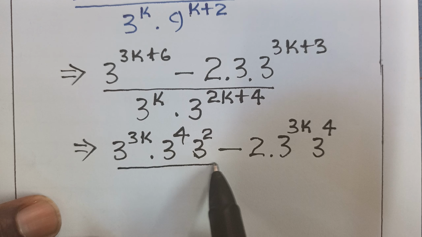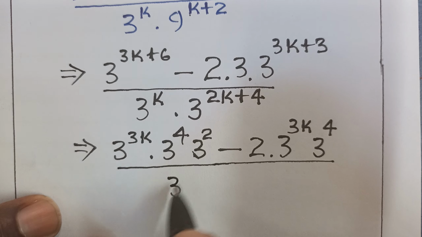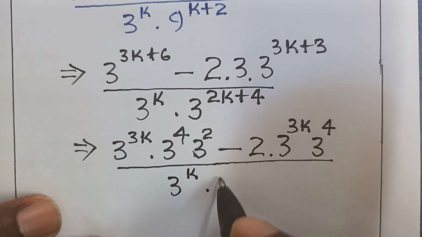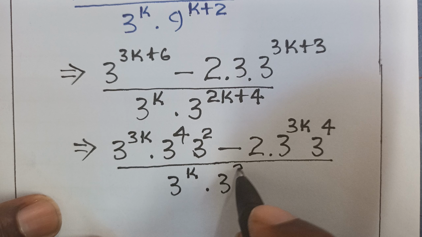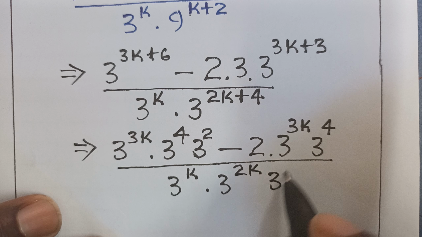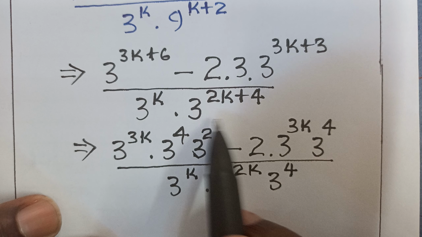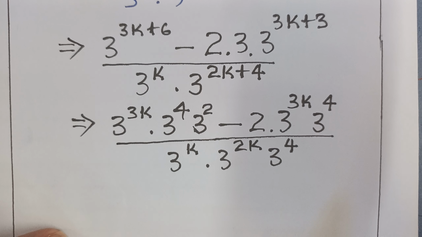All this we divide by 3 raised to k multiplied by 3 raised to 2k. We can also put 3 raised to 4. We can separate this and write 3 raised to 2k multiplied by 3 raised to 4.